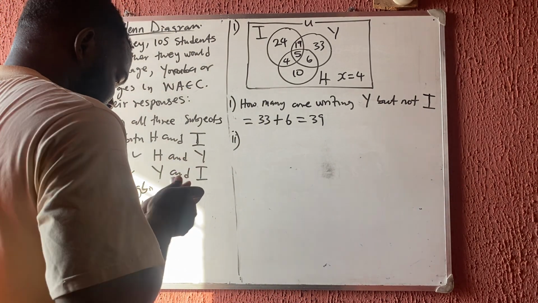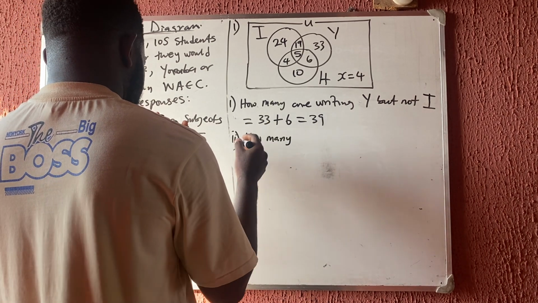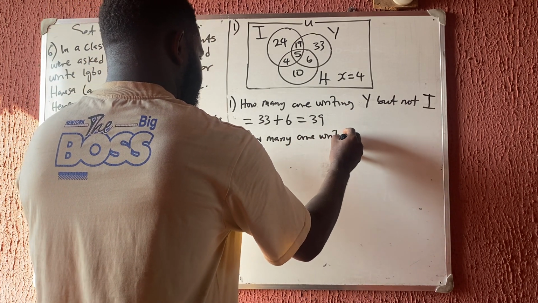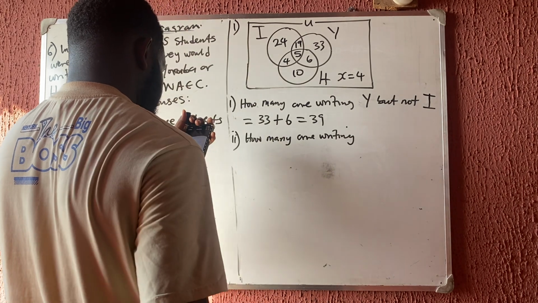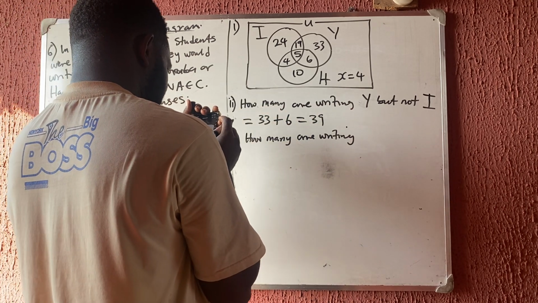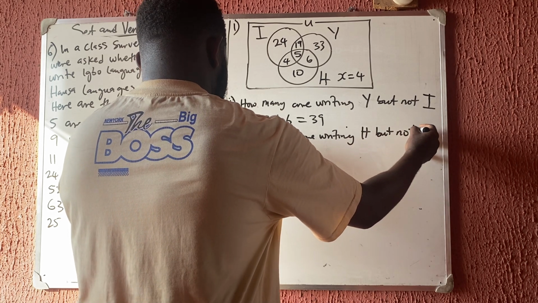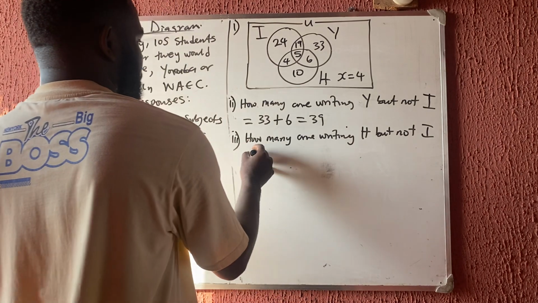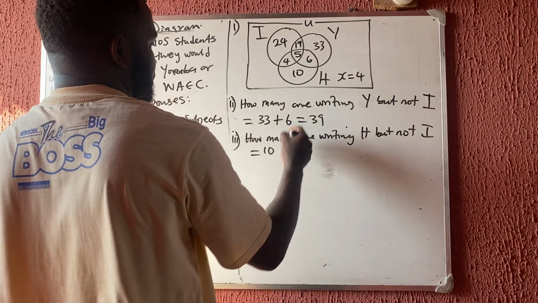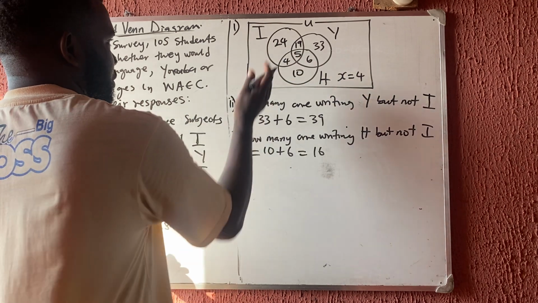The next question said, how many are writing Hausa but not Igbo again? Okay, so we'll go to Hausa. 10 is already writing only Hausa. Then 6 is writing Hausa and Yoruba, so plus 6. So which is what? 16. We cannot add 5 and we cannot add 3 because they wrote Igbo.